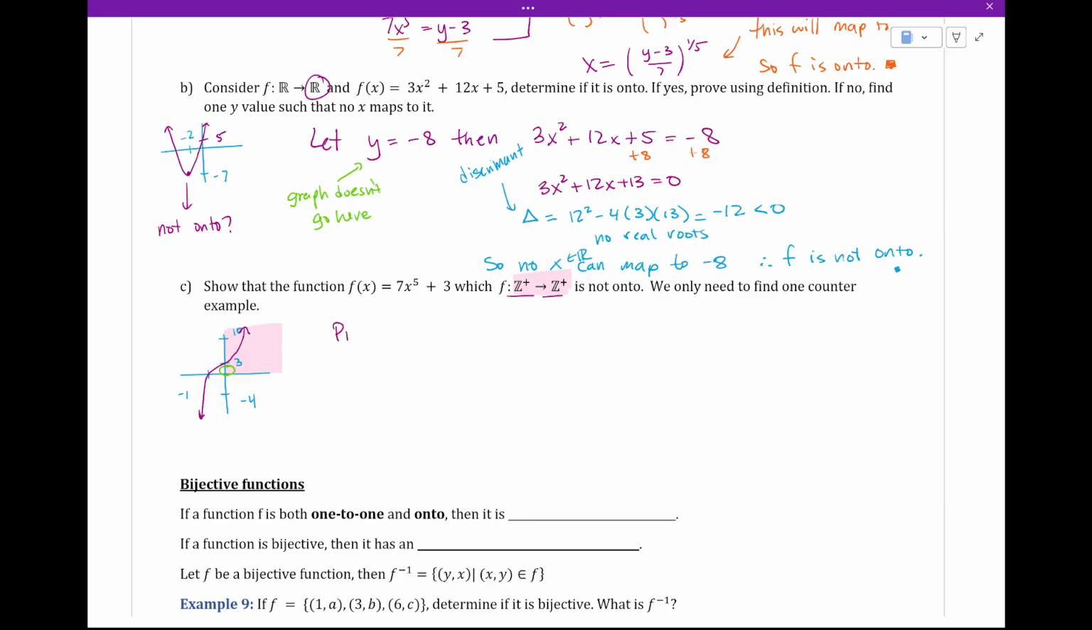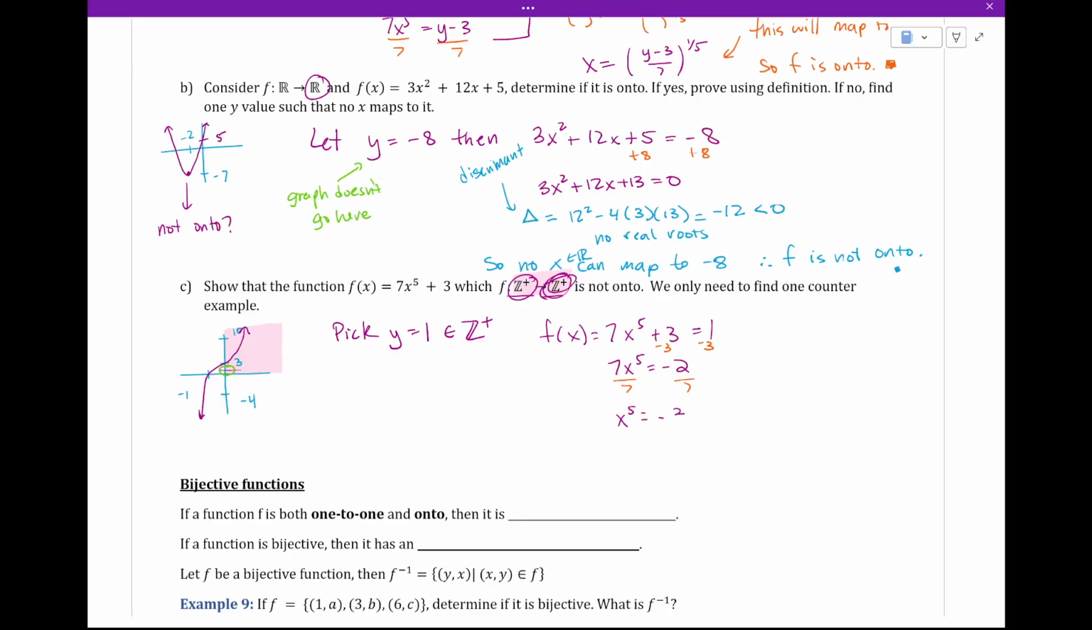So I'm going to pick y is equal to 1 because I can see that my function is not defined in this little positive quadrant at that point. So y equals 1 is a positive integer, which it has to be as per this stipulation right here. F of x is 7x to the 5th plus 3 equals 1. I'm setting it equal to 1. And I'm going to solve for x. And I'm going to see what value for x gives this value for y. And I'm going to show that it's actually not in this set right here. So 7x to the 5th is equal to -2. I did a -3. Now I'm going to divide by 7.